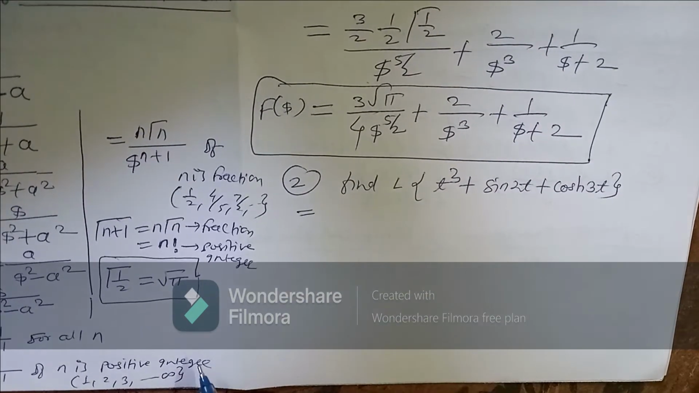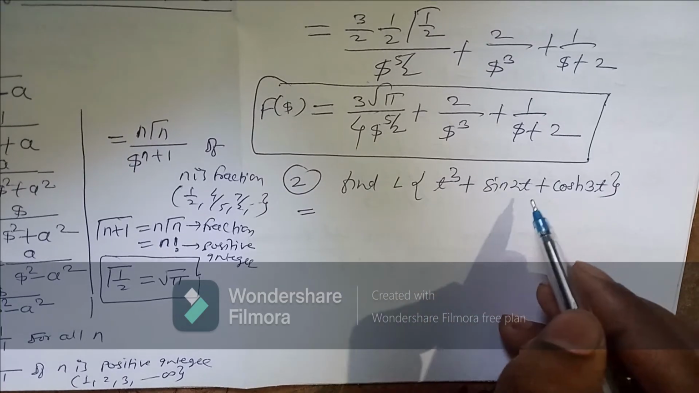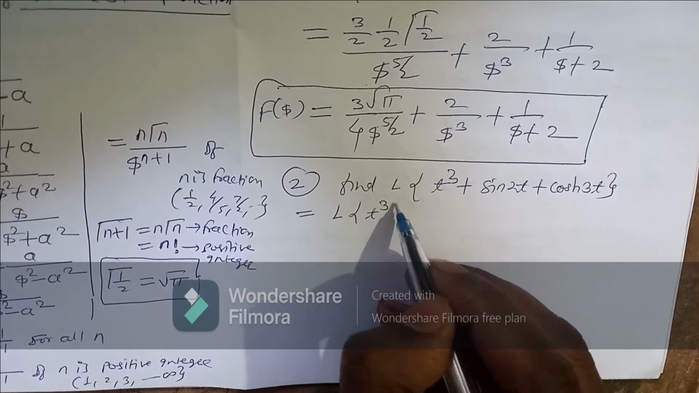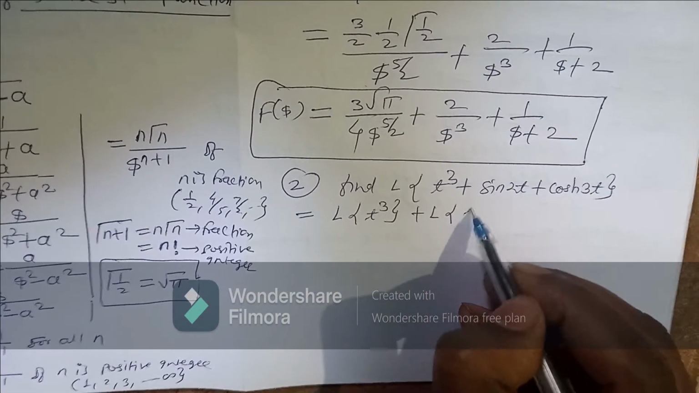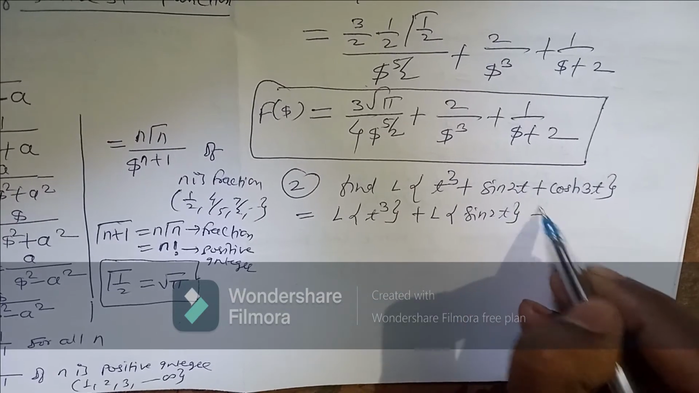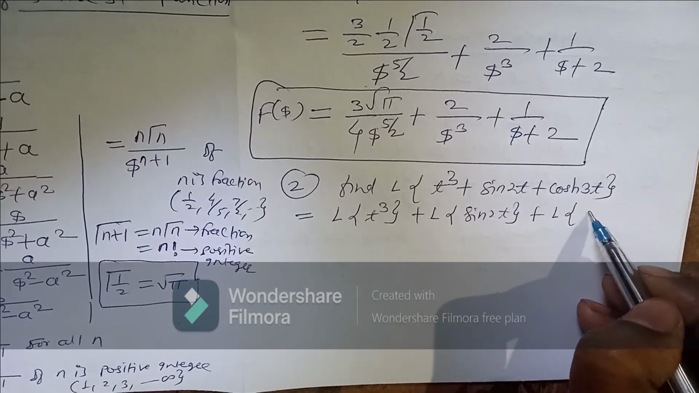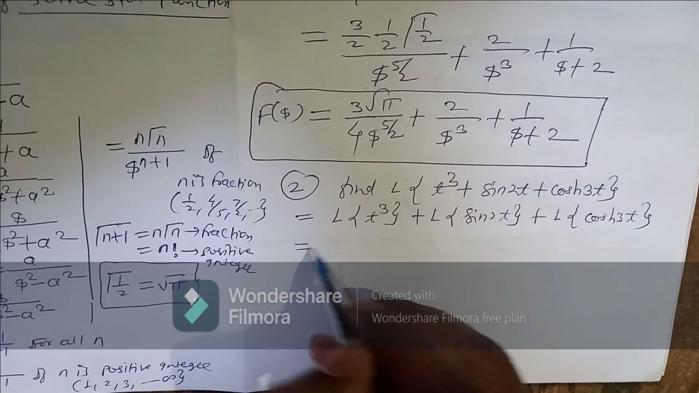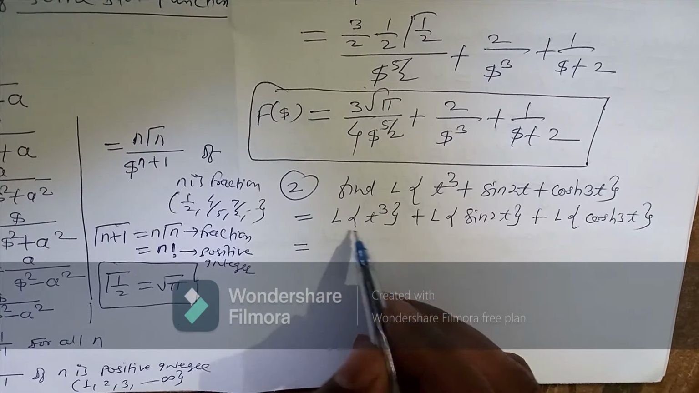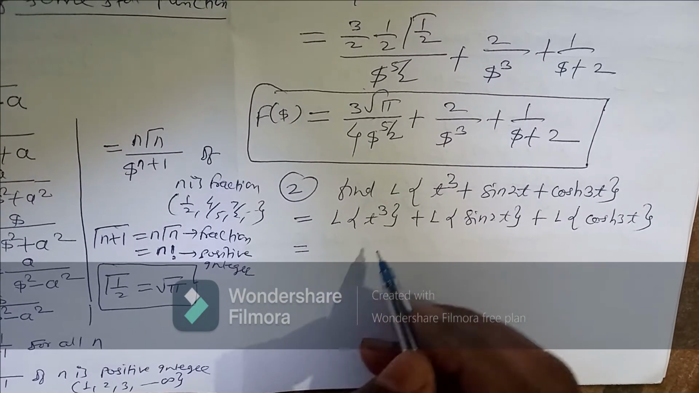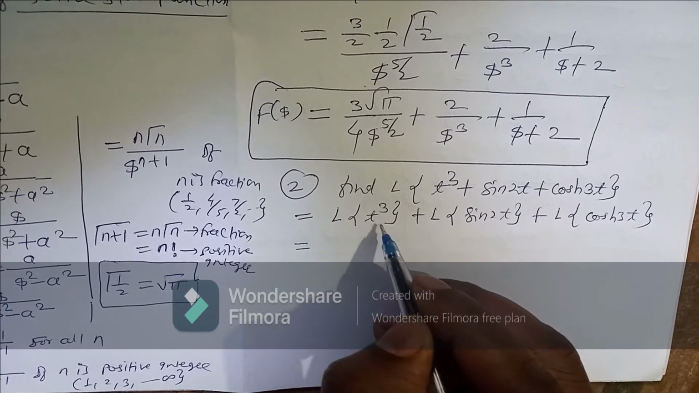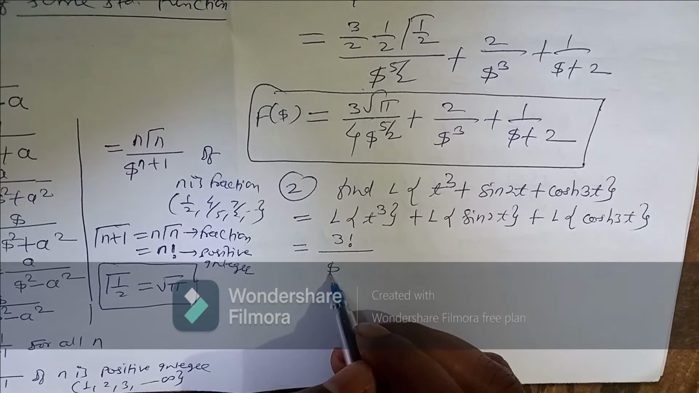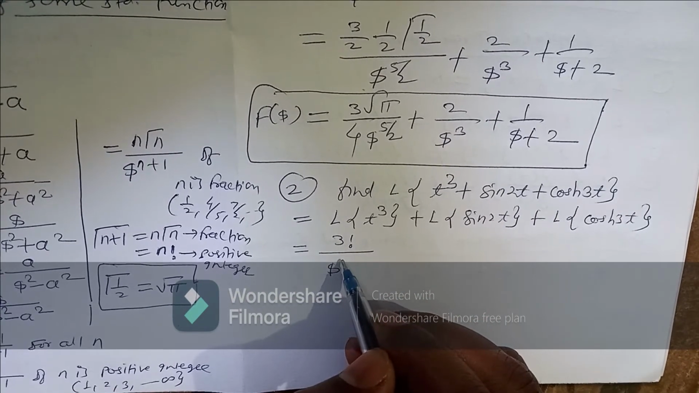Okay, so this f of t is given, and by using rules we can separate these particular terms. Laplace transform of t raised to 3 plus Laplace transform of sine of 2t plus Laplace transform of cos hyperbolic of 3t. Okay, so what is Laplace transform of t raised to 3? By using formula number 8, that is Laplace transform of t raised to n, and this 3 is positive integer, so we can directly write this as 3 factorial upon s raised to 3 plus 1.